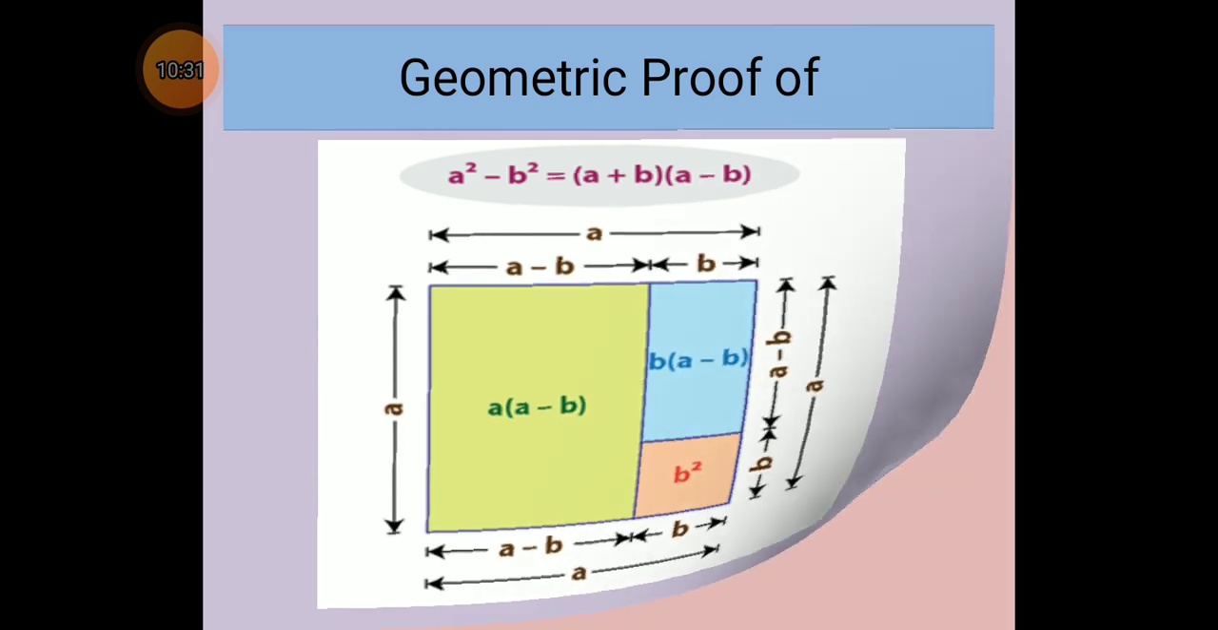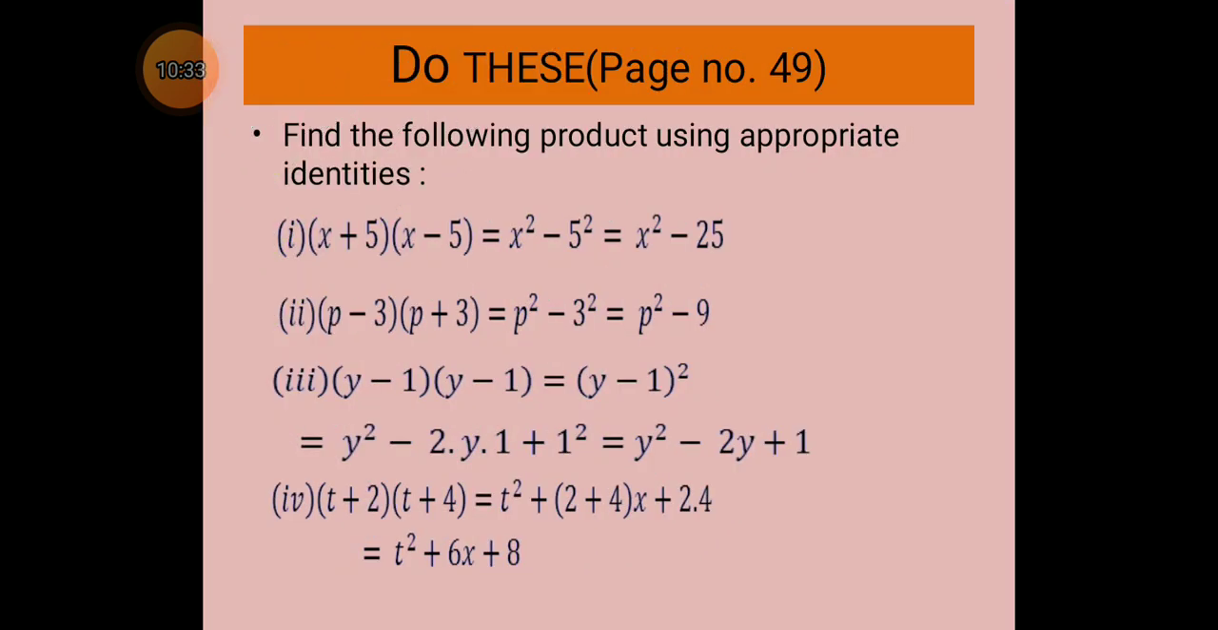Now let us start the applications of the identities we have learned. Before applying, the most important thing is you have to observe the question. You have to observe the question very carefully and then ask yourself, which form is it in? And then apply that identity there.